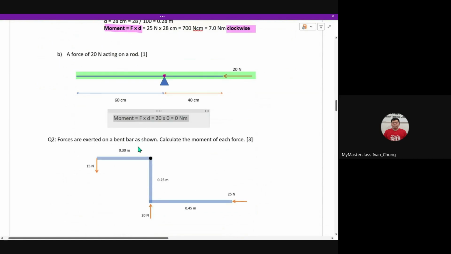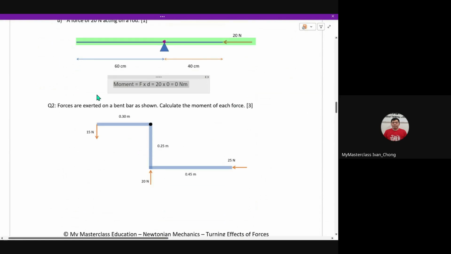Now, for all of this down here itself, you want to find the moment of each force. So before you start solving anything, always identify your pivot first. So after you found your pivot, next thing you want to do is find the line of action of your force. So let's do them one by one. So you can see each and every force acting on the same object. All of them will have their own moment itself.